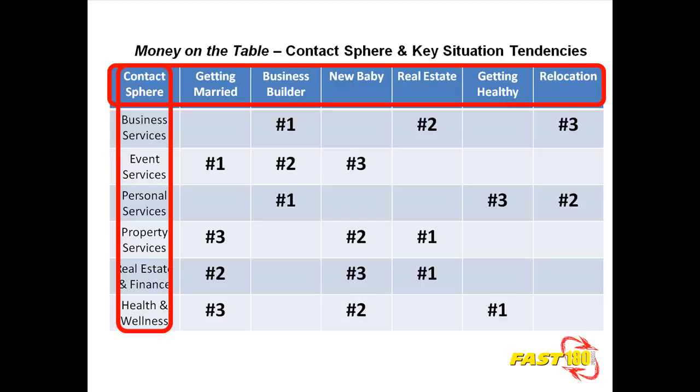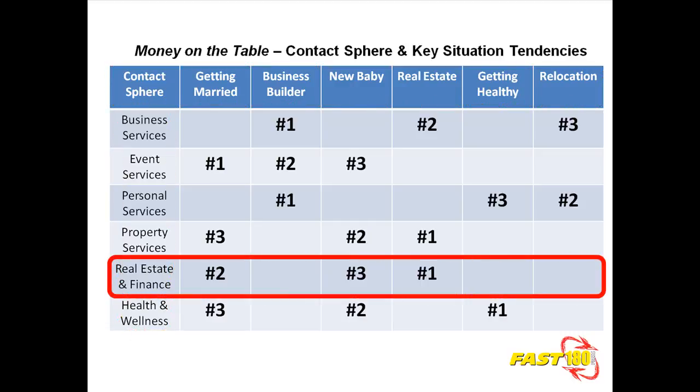So obviously across the top of the matrix we have each of the 6 key situations, and from top to bottom in that left column are the contact spheres. Now what we do in the matrix is we identify the top 3 key situations for each contact sphere. And by doing that, we can start to see some commonalities and some overlapping patterns where seemingly unrelated contact spheres and business categories can actually begin to network with each other as a power team. So let's just take a look at an example of what that looks like.